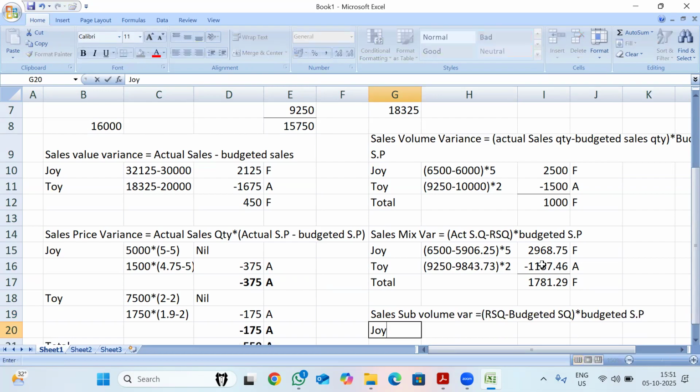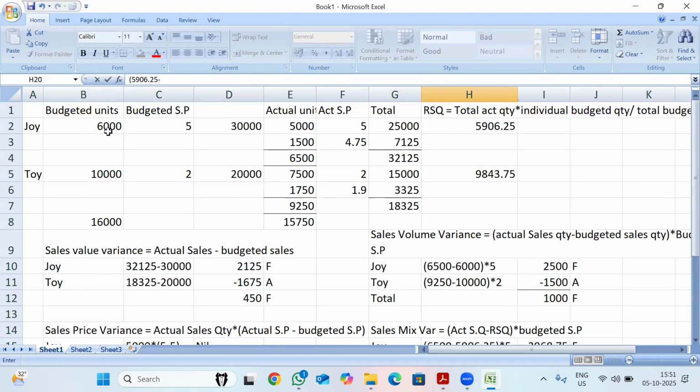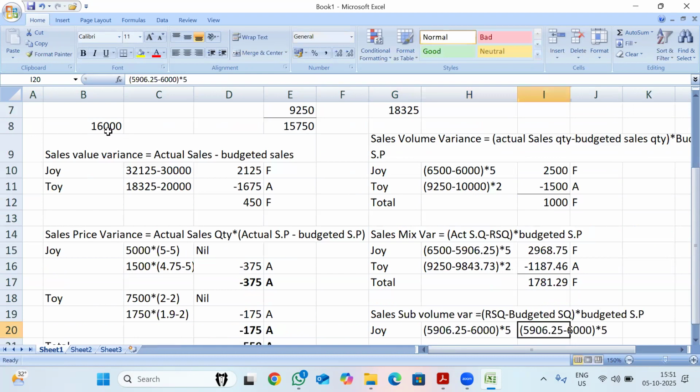So for Joy, my RSQ is 5906.25 minus budget is 6,000 into my budgeted selling price 5 rupees. So here it is an adverse variance of 468.